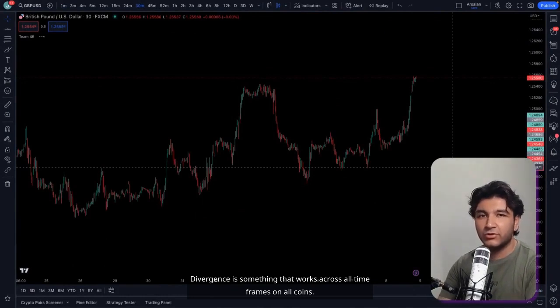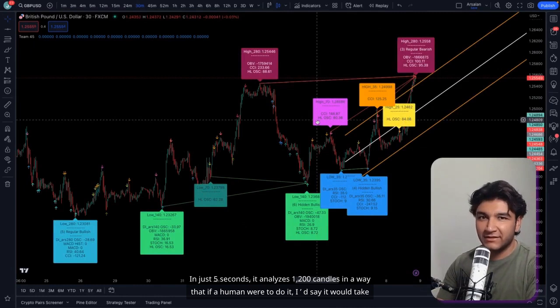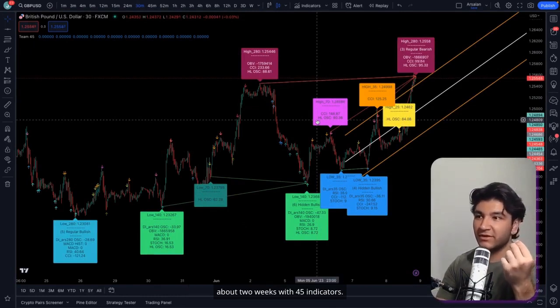Divergence is something that works across all time frames, on all coins. In just 5 seconds, it analyzes 1,200 candles in a way that if a human were to do it, I'd say it would take about 2 weeks, with 45 indicators.